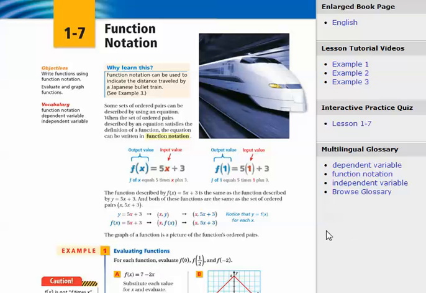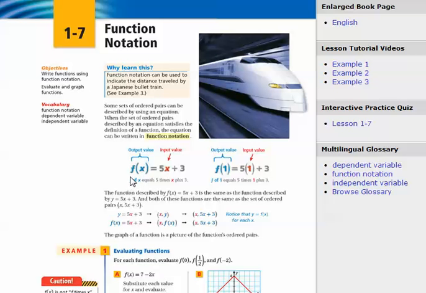Basically, the reason that mathematicians use function notation is to name an equation so that we don't have to talk about the whole equation. We don't have to list and read the whole equation. We can basically just talk about a function. And a function is a name of an equation. And it's listed as a letter. Typically, you're going to see the letter f.